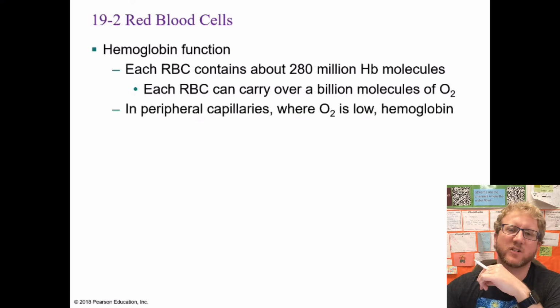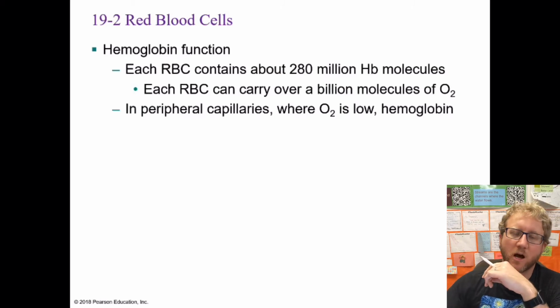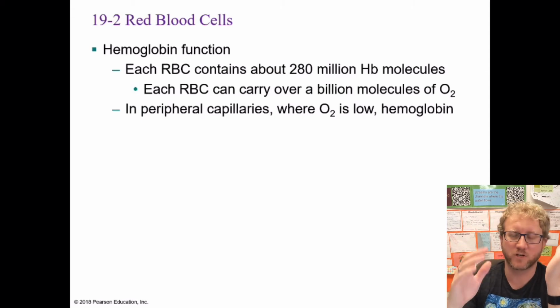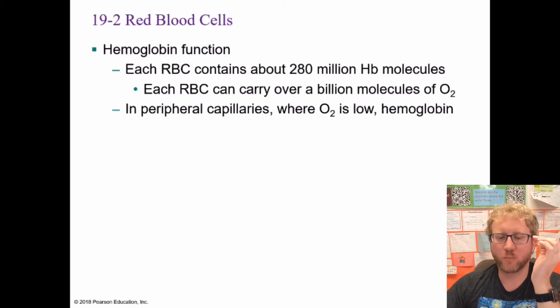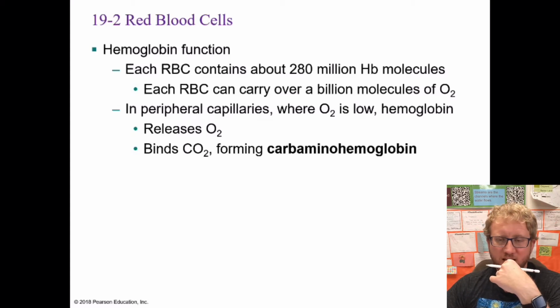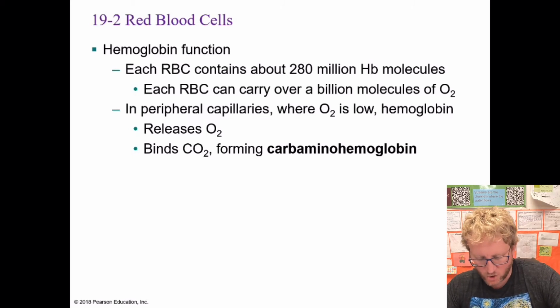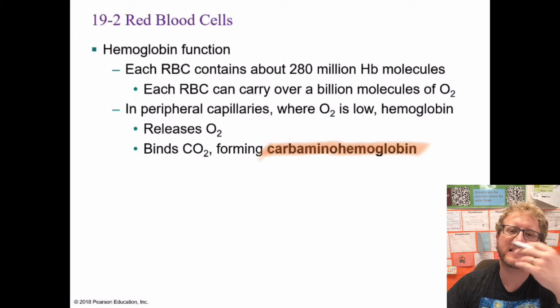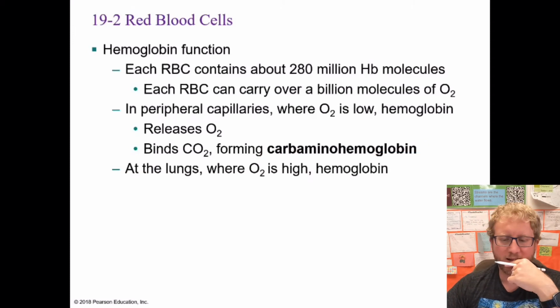In the peripheral capillaries, so like capillaries in my fingers, for example, O2 is low, and it's a pressure thing, which we'll talk about later. Hemoglobin is going to release that O2, so it's kind of like a concentration gradient, and it's going to take up carbon dioxide. It's going to form carbaminohemoglobin. Carbaminohemoglobin is how carbon dioxide is transported to your lungs.